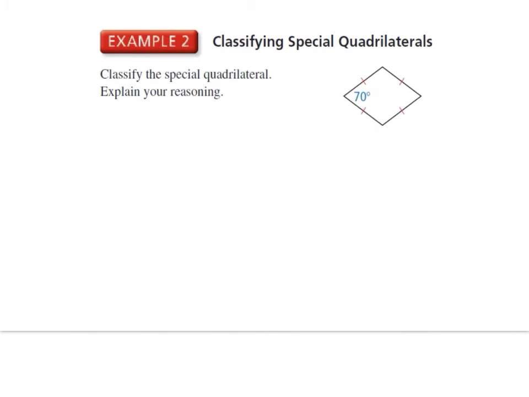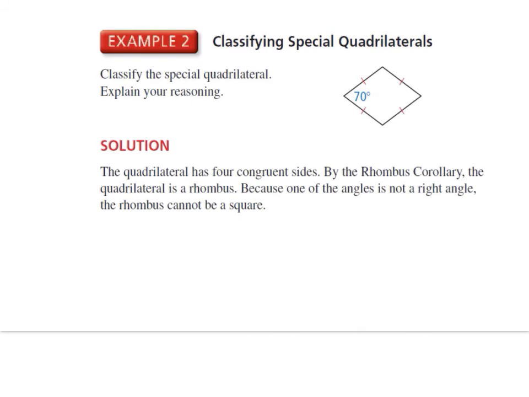All right, take a look at this diagram, classify the special quadrilateral, and then explain your reasoning. So we see that all four sides are marked congruent. So by the rhombus corollary, the quadrilateral is a rhombus. And because one of the angles is not a right angle, the rhombus cannot be a square.